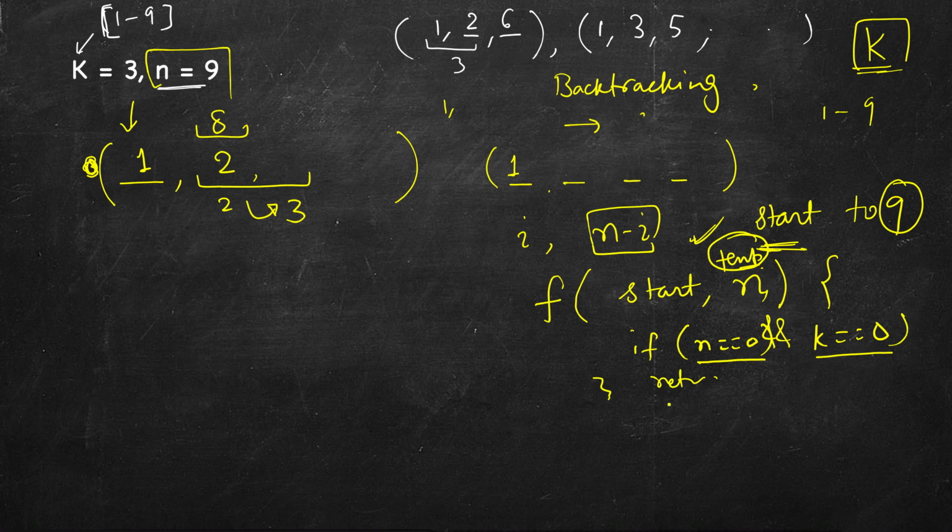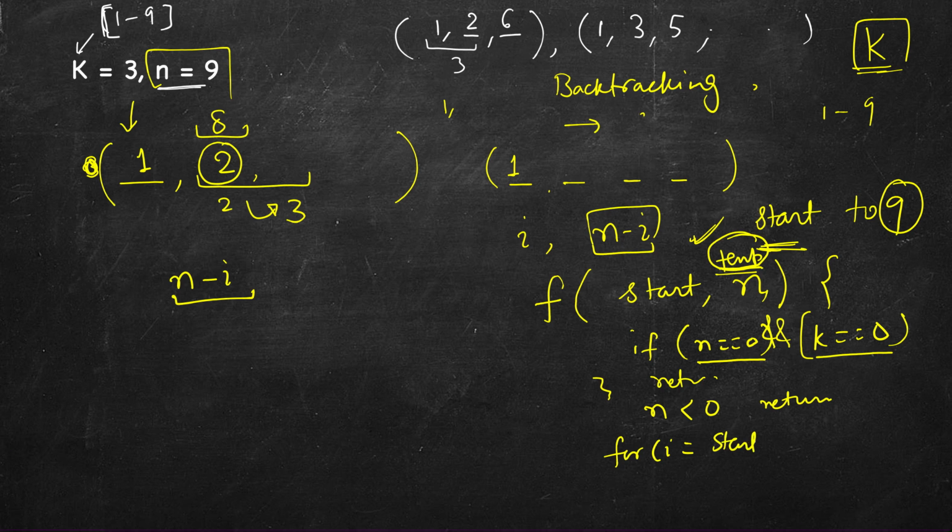Otherwise, if n is less than 0, that is we have overshot. Remember how we update it: n minus I. Whatever value we include, we subtract from n. So it may be possible that n becomes negative. So in this case, there is no possible solution, so we return. Otherwise, if n is greater, that is there is some more value required, and the size of this temp vector is less than k, then we continue. So we will run a loop I equal to start to 9.